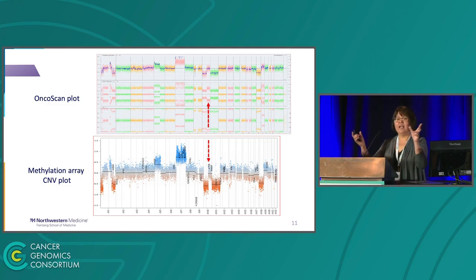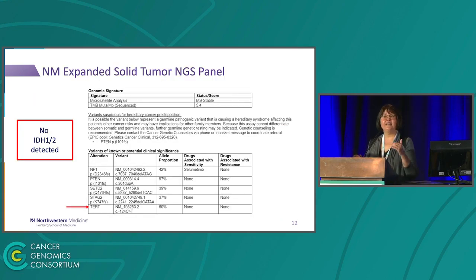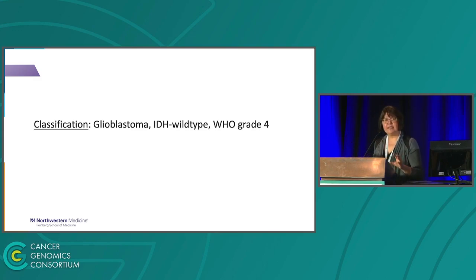So in this case, combined loss of 10p and copy neutral loss of heterozygosity of 10q allow us to conclude that at some point of tumorigenesis, there was loss of 10 with some rescue of 10q later. That's why 10q is in a copy neutral loss of heterozygosity state. So as a result of this copy number assessment, this mechanistic classification, and also molecular result, this tumor was reclassified as a glioblastoma IDH wild type, grade 4. A big difference, right, from meningioma.